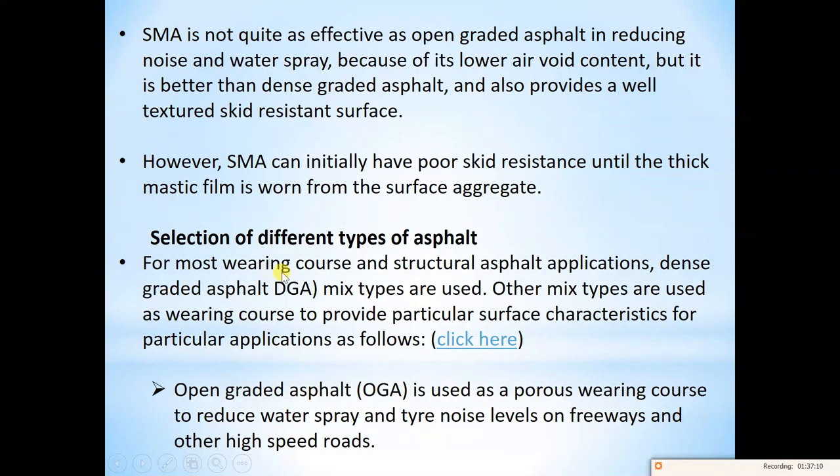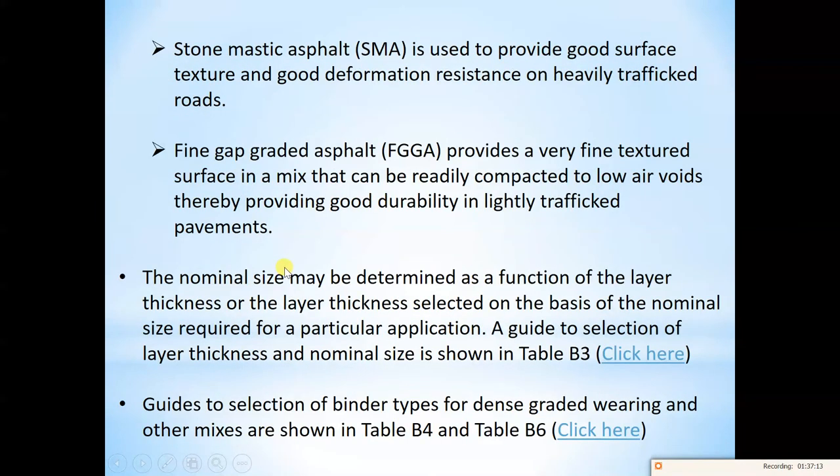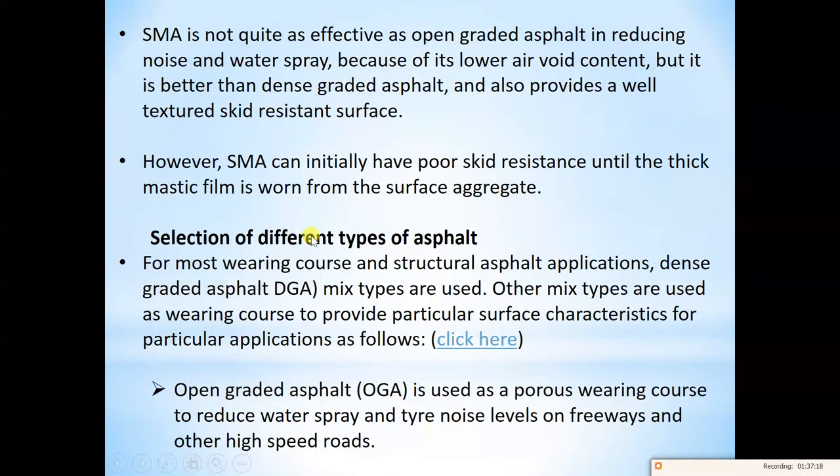Okay, so we are coming almost to the end soon. I think we have finished all the four asphalt mixes. Now we want to look at the selection of different types of asphalt. So it's a summary on the four types of asphalt. For most wearing course and structural asphalt applications, dense graded asphalt mix types are used. Other mix types are used as wearing course to provide particular surface characteristics for particular applications.